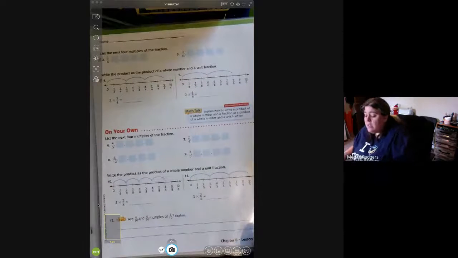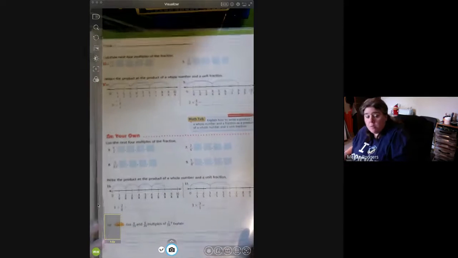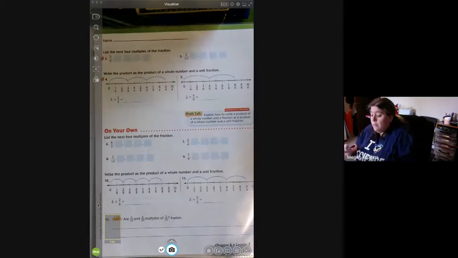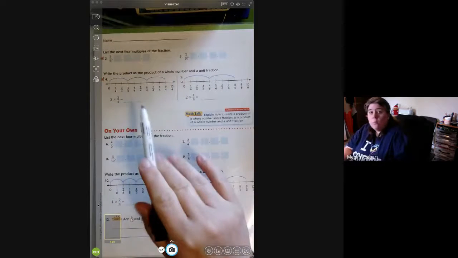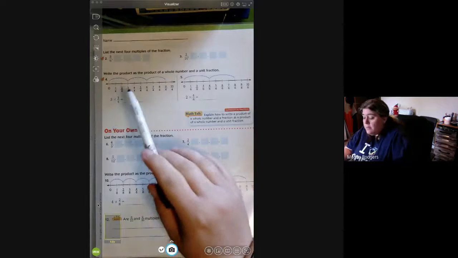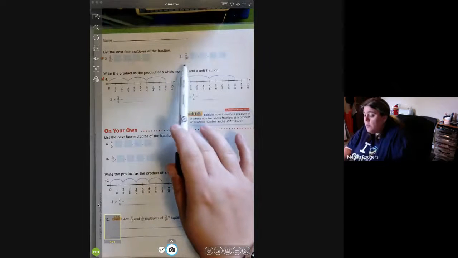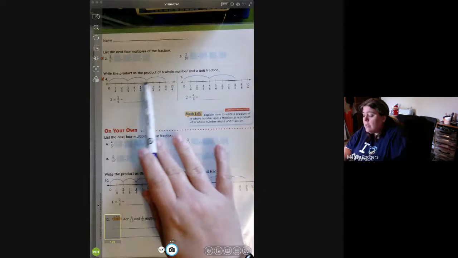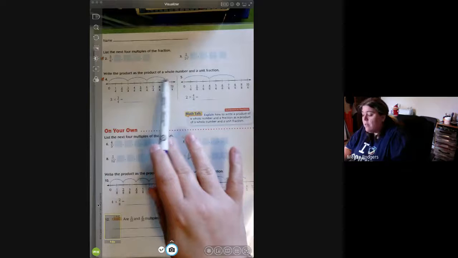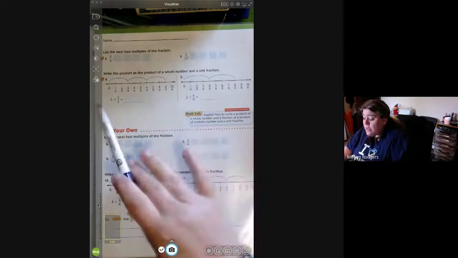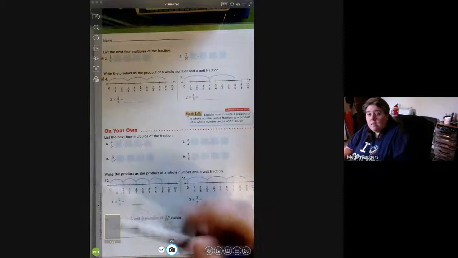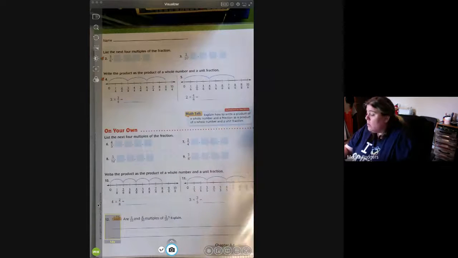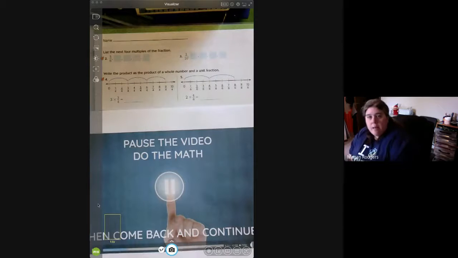All right, so here's some more of the share and show problems. So this time, it wants you to list the next 4 multiples of 3/5, also the next 4 multiples of 2/10, and then to write the product as the product of a whole number and a unit fraction. So rewriting it as the unit fraction. So again, go ahead, pause the video, do the math, then come back and check your answers.